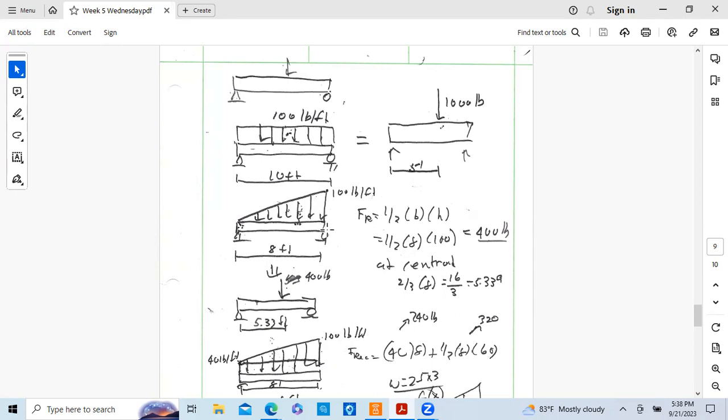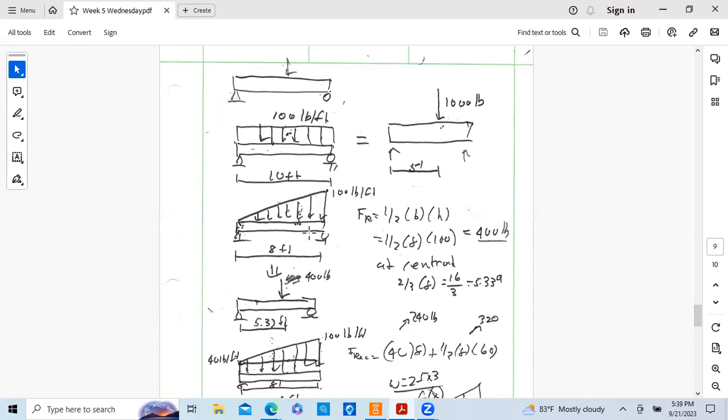Question is, where does this act on the beam? Well, this is a triangle, and the centroid of a triangle, and you should know this, starting from this point, it's 2/3 the distance, or 1/3 the distance from the point to the right. And again, typically we measure from the far left to the right. So it's 2/3 of the 8, which is 16/3. So that's 5.33 feet.